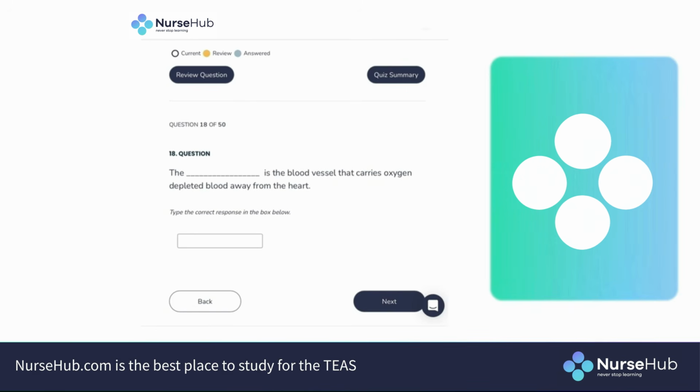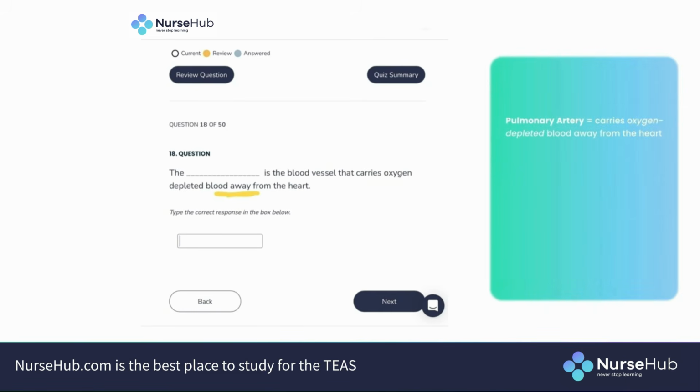All right, so question number 18 is a fill in the blank. It says the blank is the blood vessel that carries oxygen-depleted blood away from the heart. My key word here is going to be away. I'm going to type my correct answer in the box here. This is something that you're, again, going to have to commit to memory. The pulmonary artery is the correct answer.